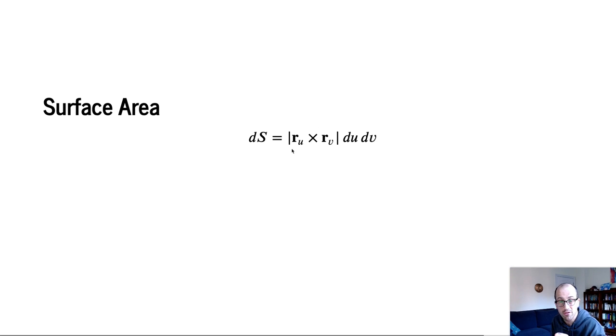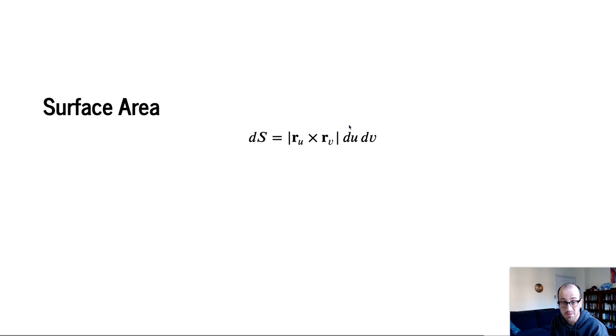Your parametrization maps the uv coordinates into three-dimensional space. This guy here is a scalar. It's a little complicated how you get there, but when you finish computing it, it is a scalar. r_u is a vector, r_v is a vector, the cross product is a vector, and the magnitude gives you a scalar. That scalar tells you how much a little square in the uv plane gets stretched when you map it over by r.